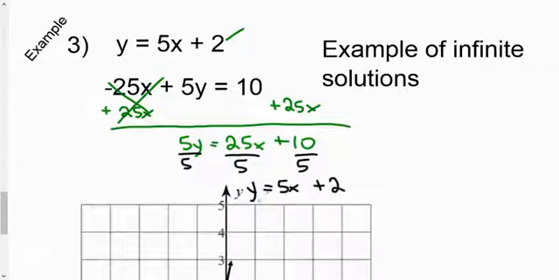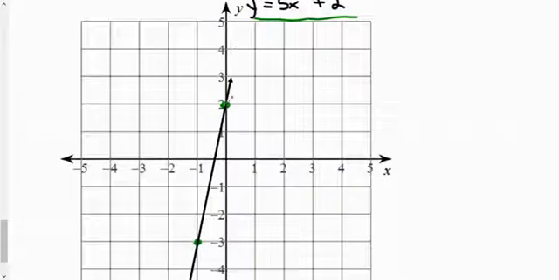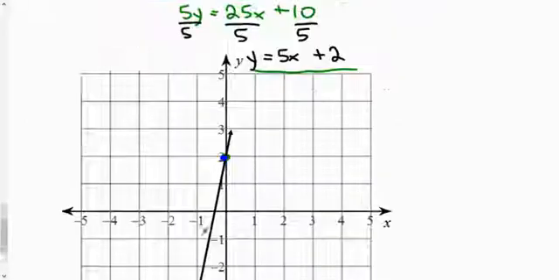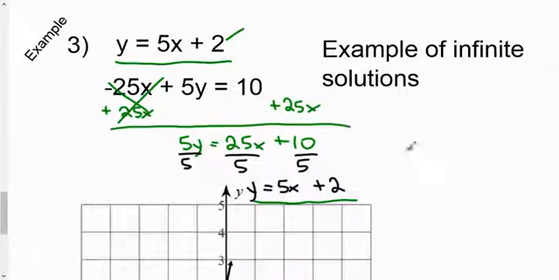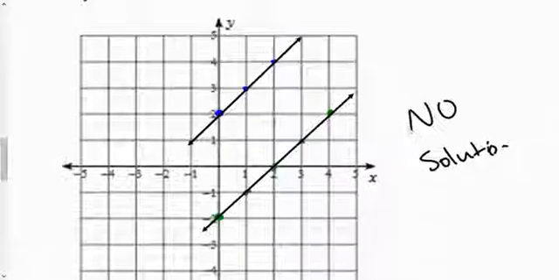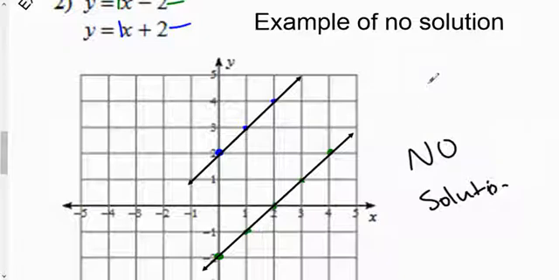Now, do you see that this matches this? You didn't know it at the beginning, but basically we're going to have a y-intercept of 2. We can't go up 5 and over 1, so we're going to have to go down 5 and back 1. It's the exact same 2 points. So any point on this line would solve both of these equations. So you would say, hey, infinite solutions. And does anybody remember the sign for no solutions? Yeah, 0 with a line through it.